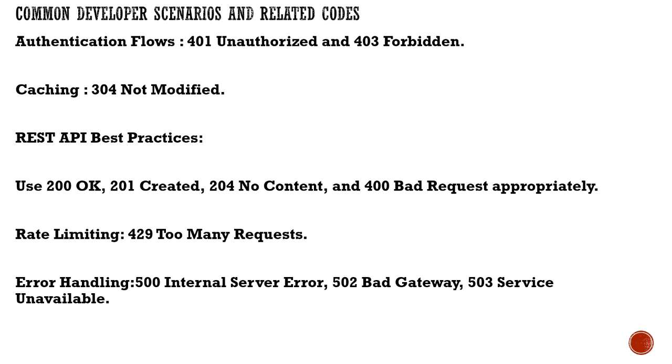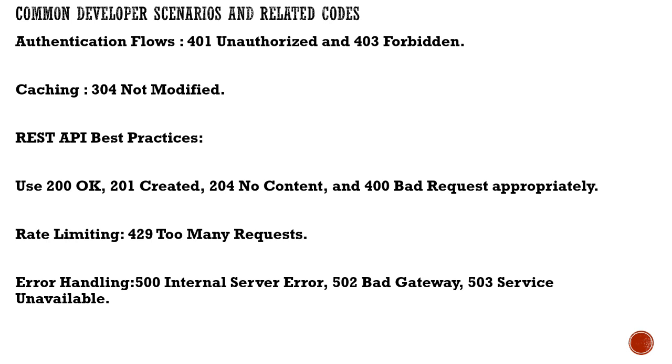Now, there are some common scenarios which I've noted down. Based on, let's say, the security perspective, if you see authentication is the flow, right? As I mentioned earlier, 401 is unauthorized, and 403 is forbidden, right? Now, caching, the 304, not modified. The same request will get the same response, right, if you want to bring it from the cache.